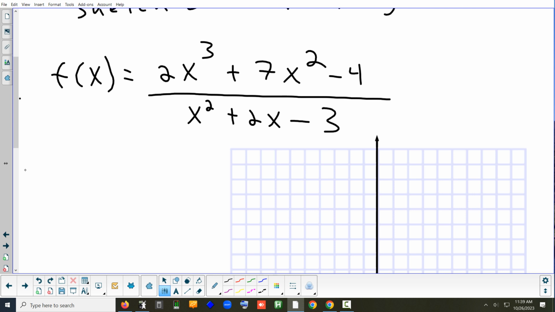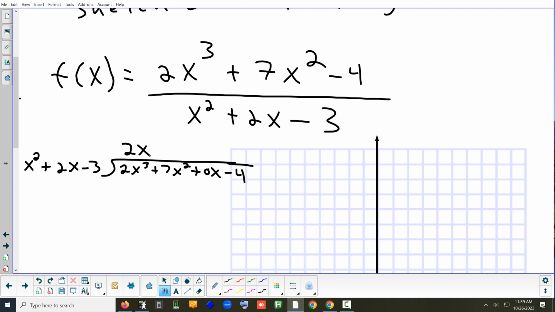Okay. So let's do x squared. And put in zeros for anything you're missing. We're missing what term? On x. So we're going to do a 0x minus 4. Okay, so the first step in the long division is what we said earlier. You divide 2x cubed by x squared. And what does that give you? 2x. Yeah, 2x. Multiply it back out. 2x cubed. And then what's 4x squared, minus 6x.